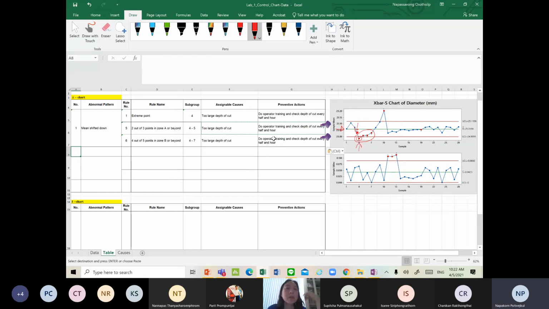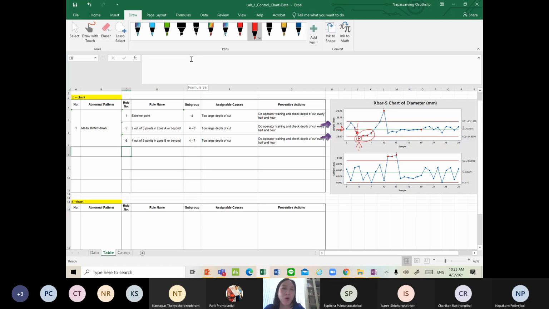So this is the first one. Please go ahead. Question two: shouldn't it be subgroup 4 to 6? 2 out of 3 points, oh yeah, that's good. Yes, I forgot. Subgroup number 6 still violates this rule also, right? So you will say 4 to 6. Yeah, that's right. Good.